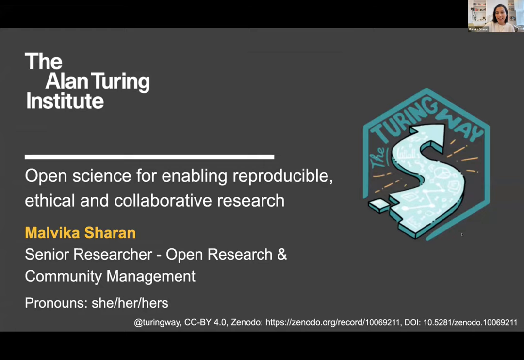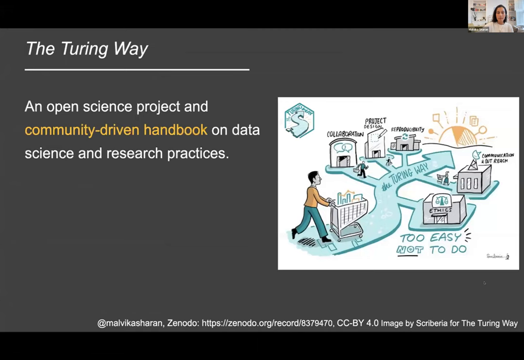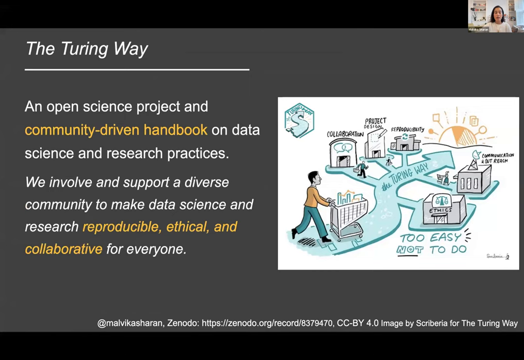I am going to mainly talk about the Turing Way, but in a way that it makes sense that the Turing Way isn't just a project, but it's a vehicle to build community and connect communities. It's an open source, open science project and a community-driven handbook on data science and research practices. Our goal is to involve and support a community of diverse actors in terms of data science and research, and together build reproducible, ethical, and collaborative practices for everyone.